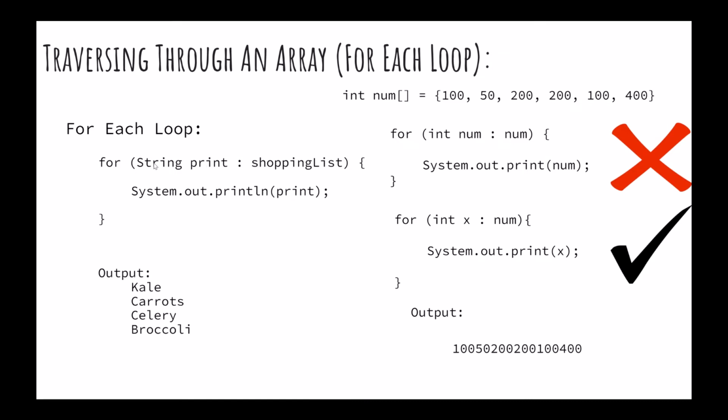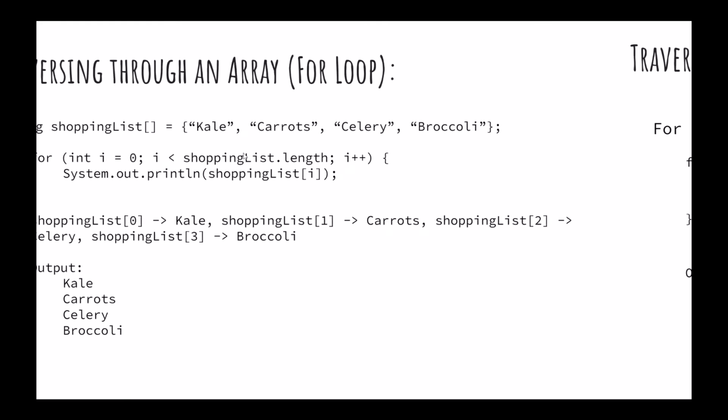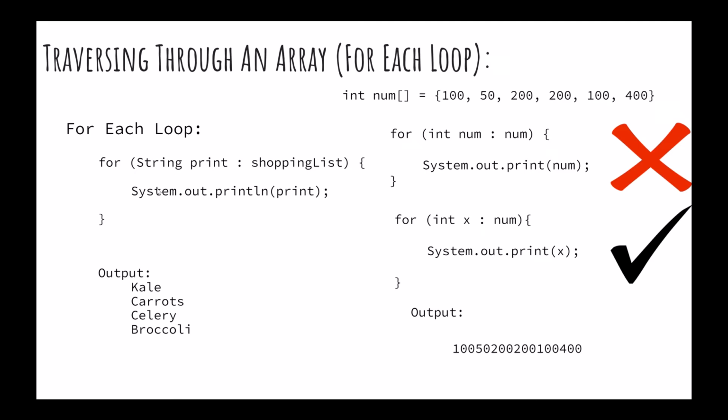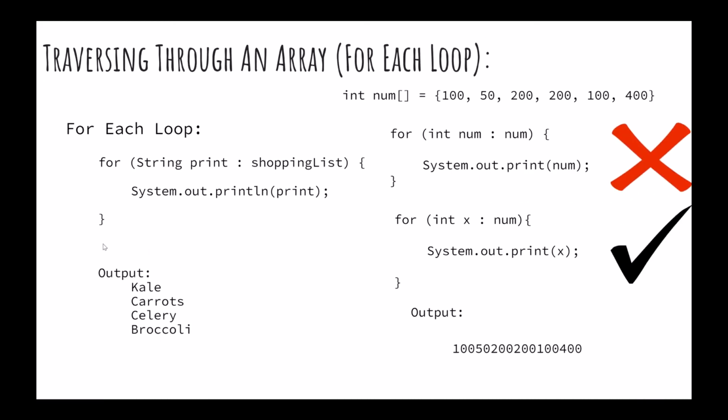So if we did for (String x : shoppingList) System.out.println(x), it's going to go through the shopping list bit by bit. This is quite easy since the compiler knows what it's doing, and you don't have to go through the trouble of understanding if you should do less than or equal to or greater than or equal to like you do here. So generally, more advanced programmers prefer for each loops for traversing through an array. The output of using a for each loop will be kale, carrots, celery, broccoli, just like using a for loop. No difference.